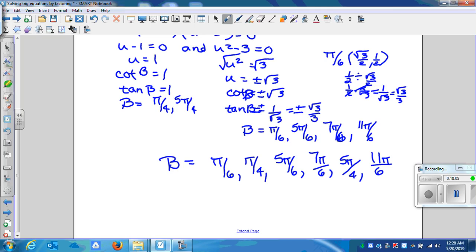When you complete your homework assignment, make sure that you're also using the u substitution. It is much easier to work these problems when they're written in an algebraic format.